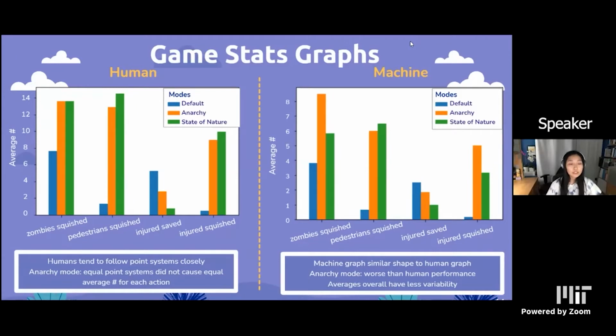We can also see the machine graph is quite similar in shape to the human graph, which could imply that the pathfinding we used was similar to common human strategy. However, these machine averages have less variability than human, and the machines seem to fare worse overall in state of nature, our self-preservation mode, which is very interesting.